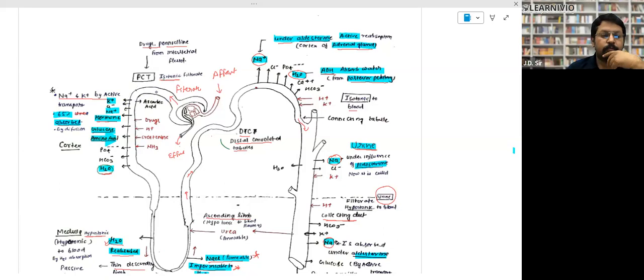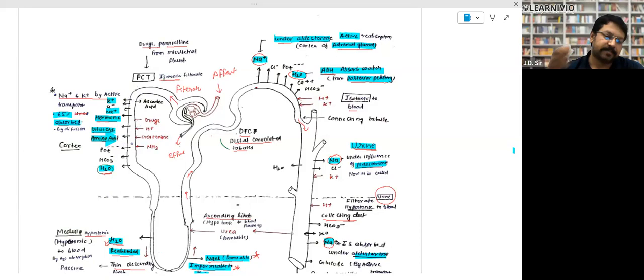So the body will take back potassium, chloride, sodium, hormone, glucose, amino acid, and H2O, meaning water. About 60% of the substances which would go as waste are absorbed over here because they are important for the body. The body doesn't want to lose anything as waste.